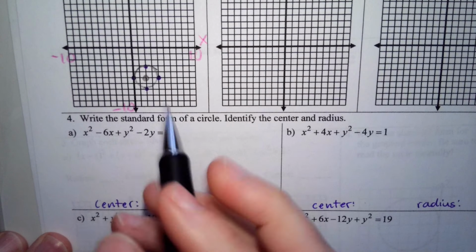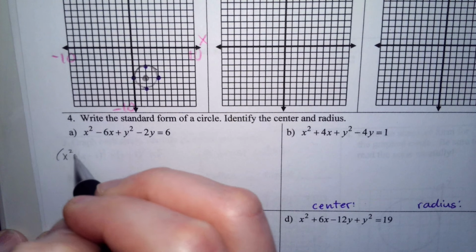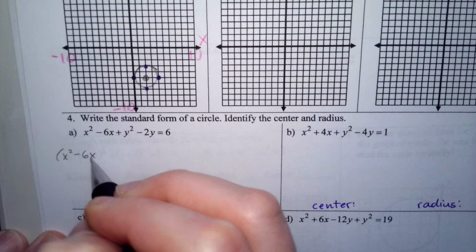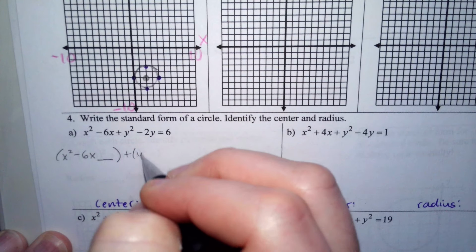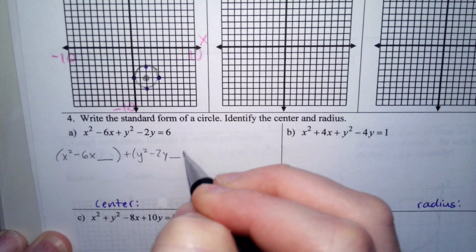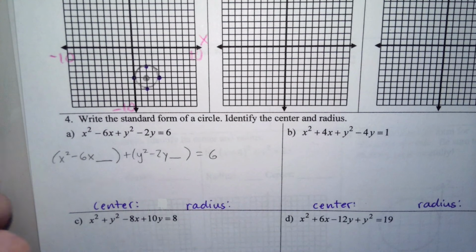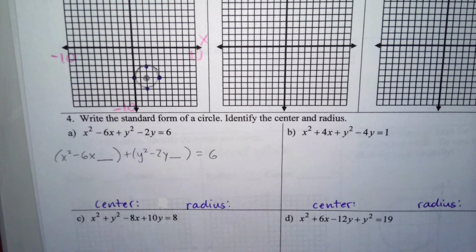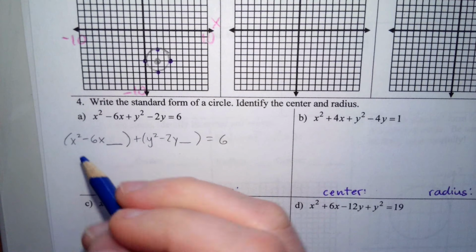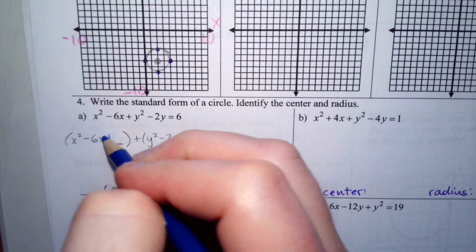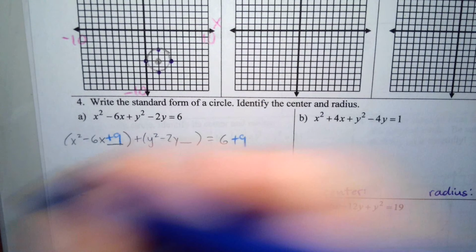Just like before, we want to group the variables together. So we're going to group the x's together. I have x squared minus 6x, and then we'll complete the square in a moment, so I'll leave a blank. Plus, we'll group the y's together. Then I'll leave the 6 on the right side, and also leave some room there because we're going to be adding a number to both sides. To complete the square with the x's, I take half of -6 and square it, and we're going to add 9. And then I'm going to add 9 to the right side.